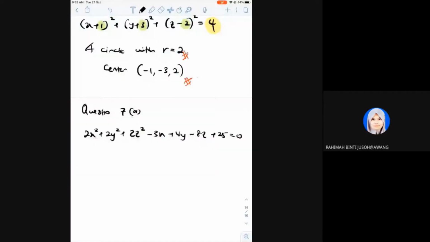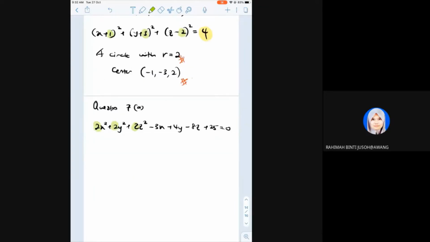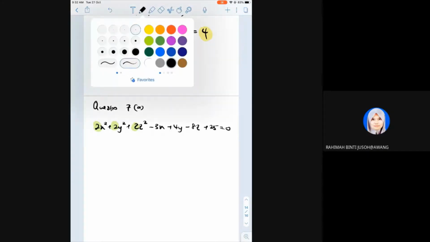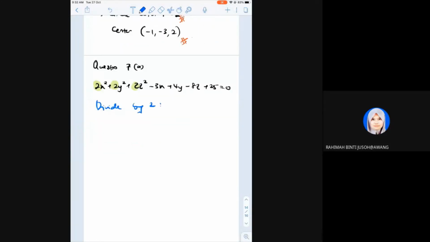So now guys, what you should do first here, since you have coefficient 2, 2, 2, you need to make sure before you apply my steps here that the coefficient becomes 1. So what you should do is divide everything by 2. We will have the equation x squared plus y squared plus z squared minus 3 over 2 x plus 2y minus 4z plus 25 over 2 equals to 0, like this.